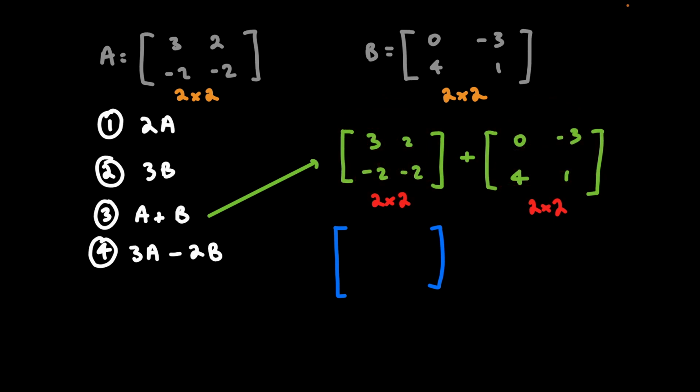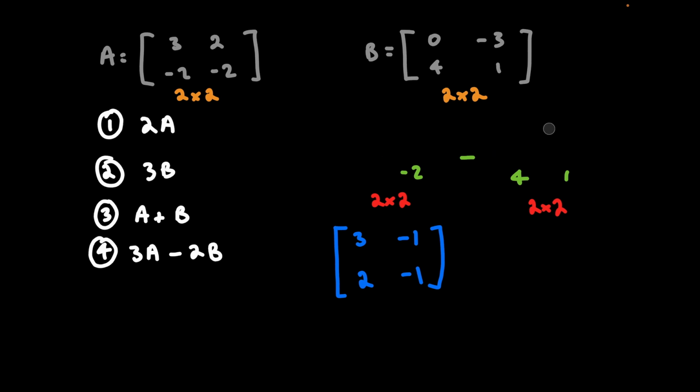So what is 3 plus 0? So 3 plus 0, that'll give us 3. 2 plus minus 3, that's the same as 2 minus 3, which is just minus 1. Minus 2 plus 4, that's the same as 2. And minus 2 plus 1, that's the same as minus 1. So this is what matrix A plus B is.